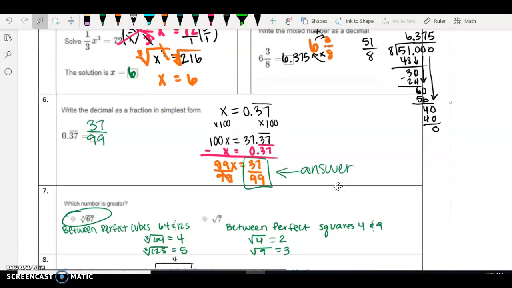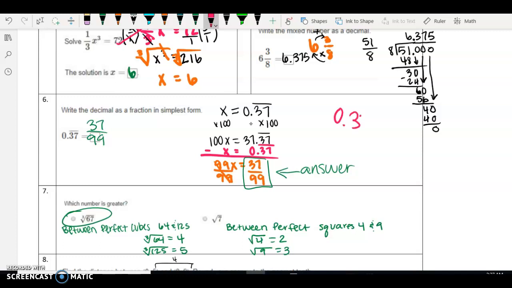Number 6, write the decimal as a fraction. And so we have x equals 0.37 repeating. Since there are 2 numbers that repeat, and it's in the 100th spot, we're going to multiply by 100 on both sides. And so we get 100x equals 37.37 repeating, because that 37 goes on forever and ever and ever. So all we did there was move the decimal.